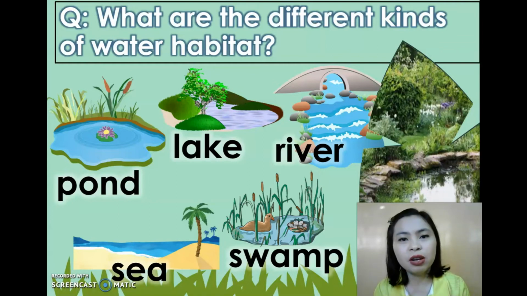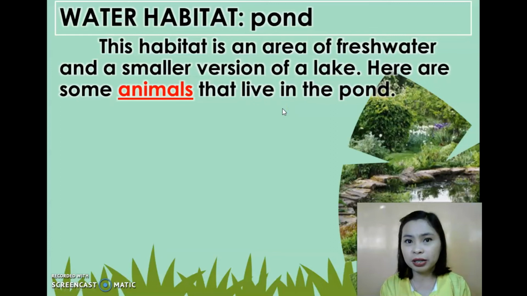So we are going to study this one by one, and we will get to know what are the living organisms living in there. Are you ready? So the first one is pond. Pond. Can you say it with me? Good. So this habitat is an area of fresh water and a smaller version of a lake.